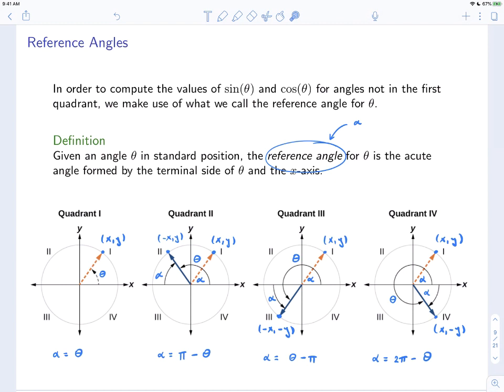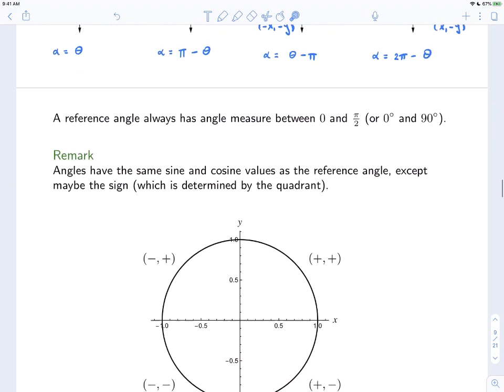So what this tells us is that if we want cosine and sine of the angle theta, we just need to find the values of cosine of alpha and sine of alpha, and that will give us the same values as cosine and sine of theta, although we might have to put a minus sign in front of something depending on which quadrant we're in. Now we've summarized that on this next slide.